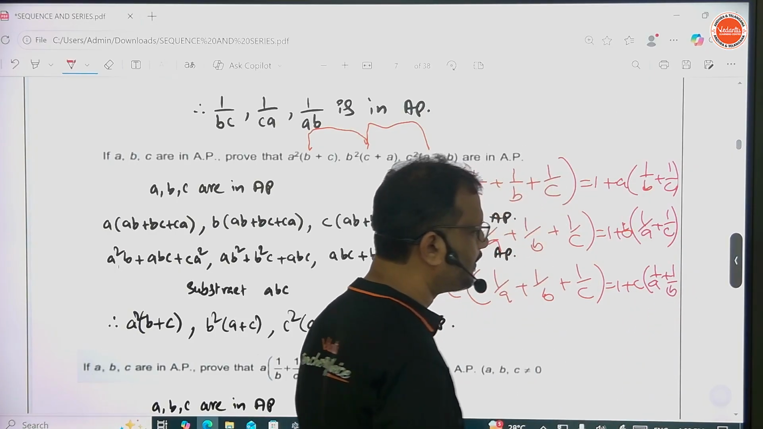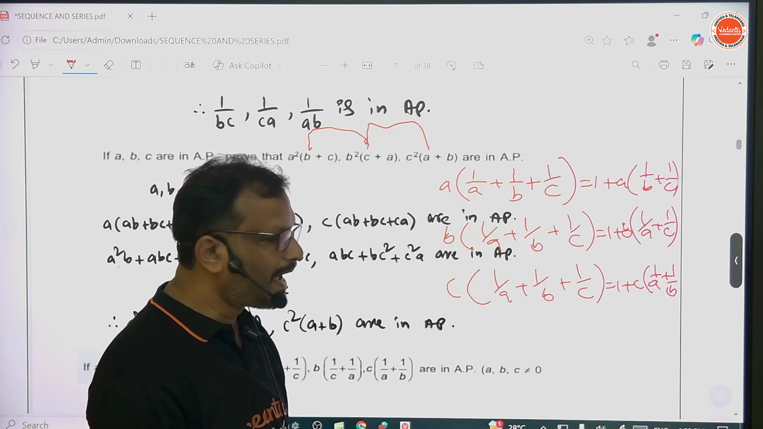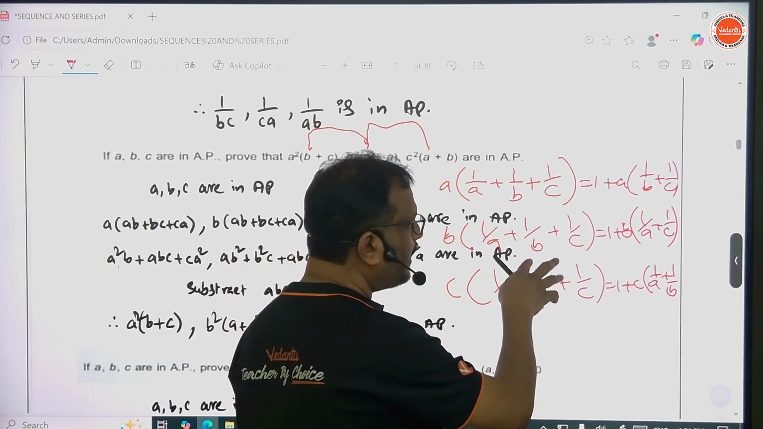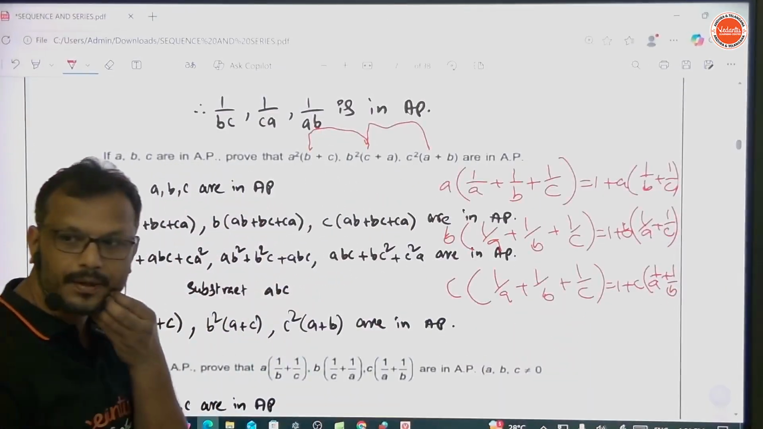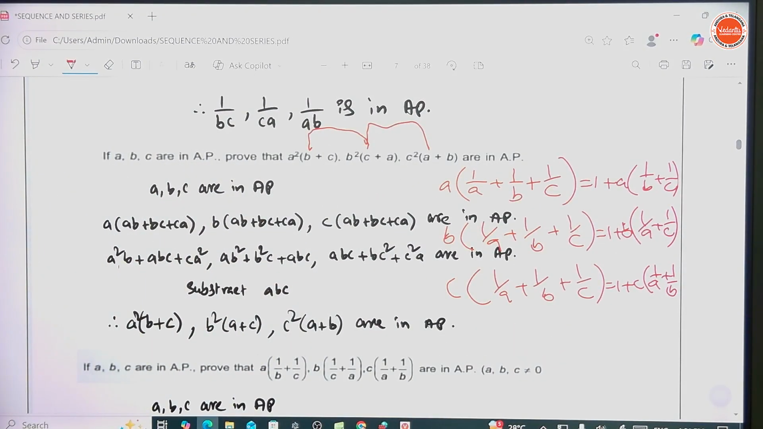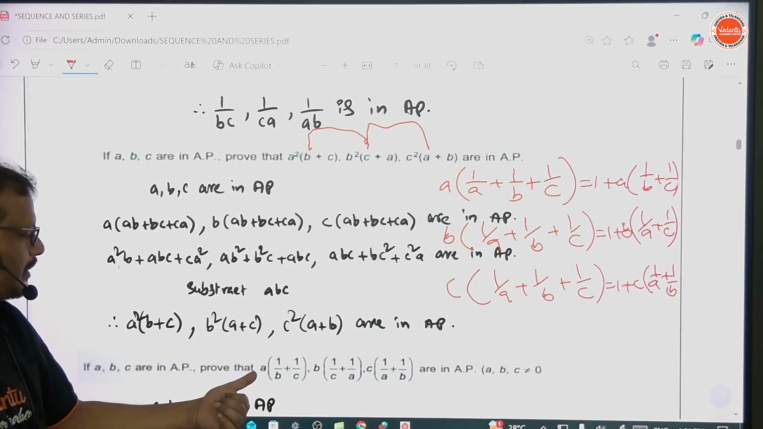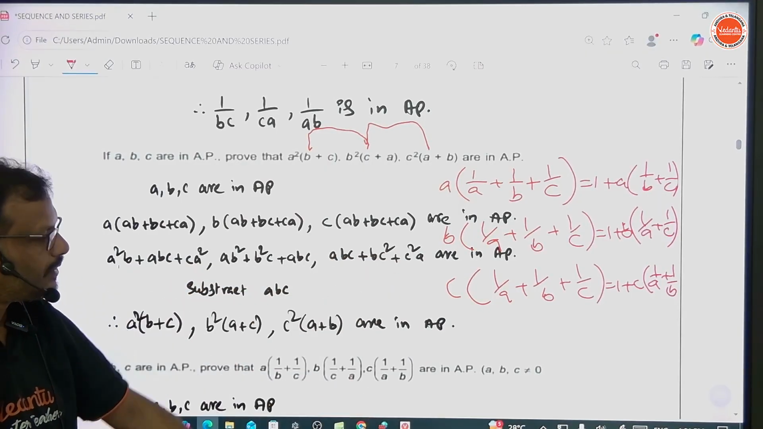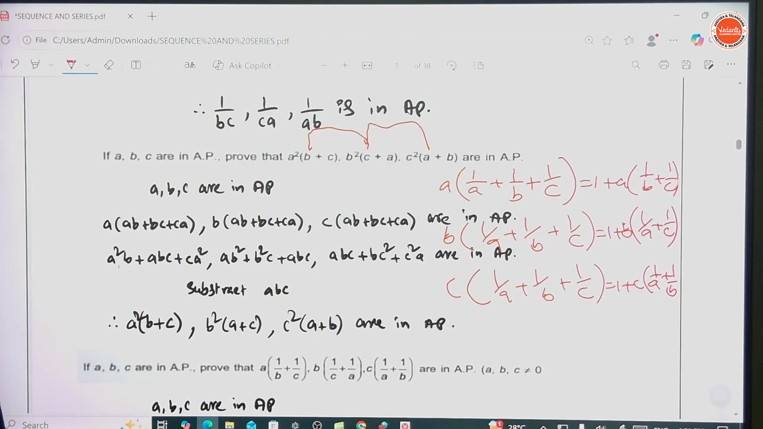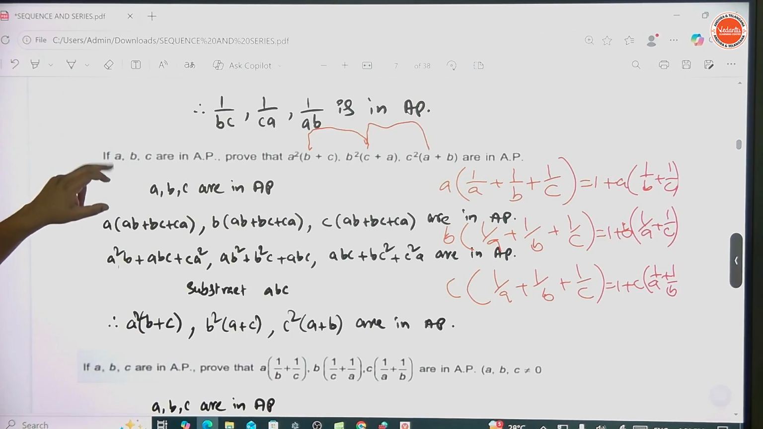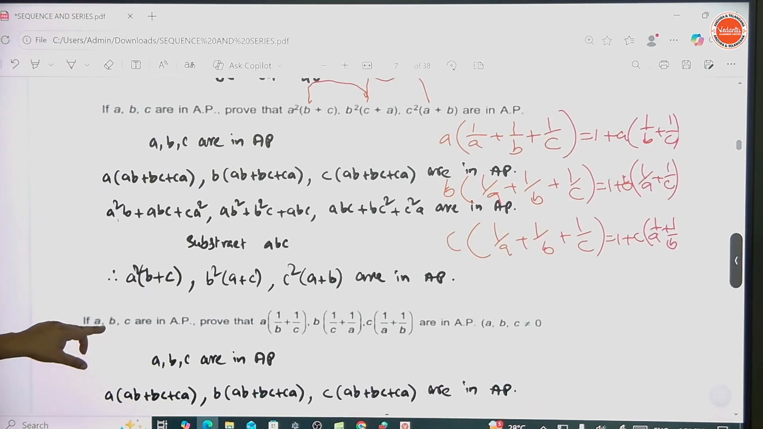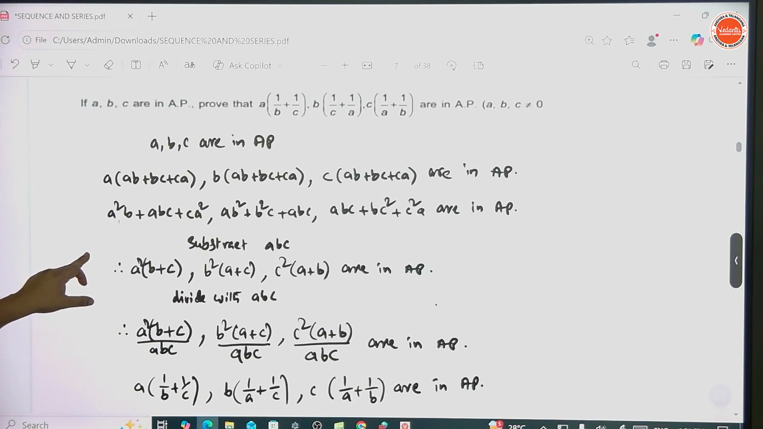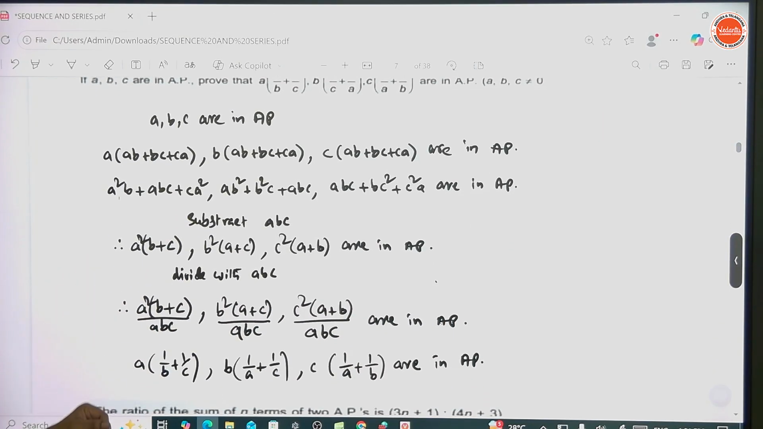Now that 1 we can cancel, we can remove 1. If these are in AP, and you remove a constant value, those numbers are still in AP. So the numbers are: A into 1 by B plus 1 by C, B into 1 by C plus 1 by A, and C into 1 by A plus 1 by B. AP only. Okay. Now this is done differently, just multiplying and dividing, like from the previous one you can take that.